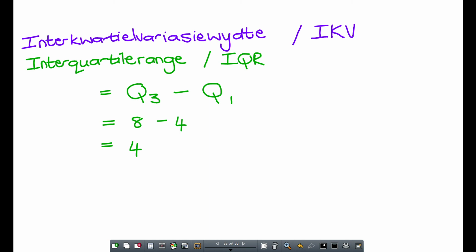Nou wil ek gou weer vir jou sê, why do we use interquartile range? Hoekom gebruik ons interkwartiel variasiewyte? Want, you might remember, end of last term, we spoke about outliers, uitskieters.